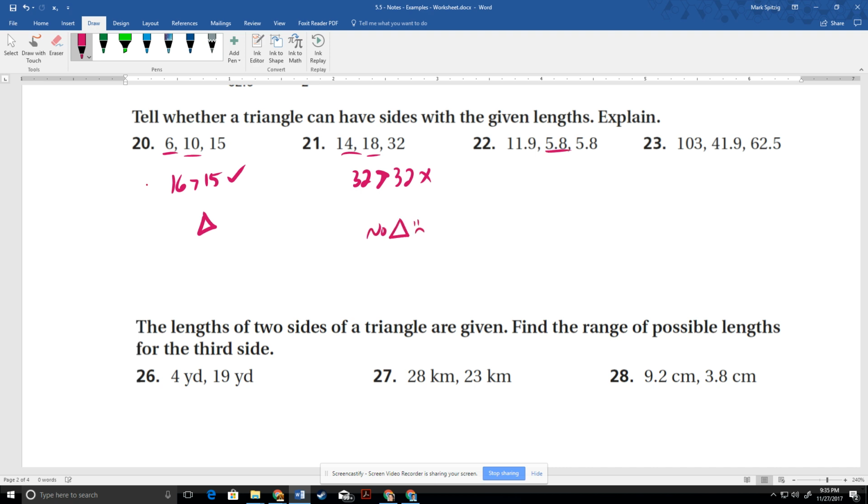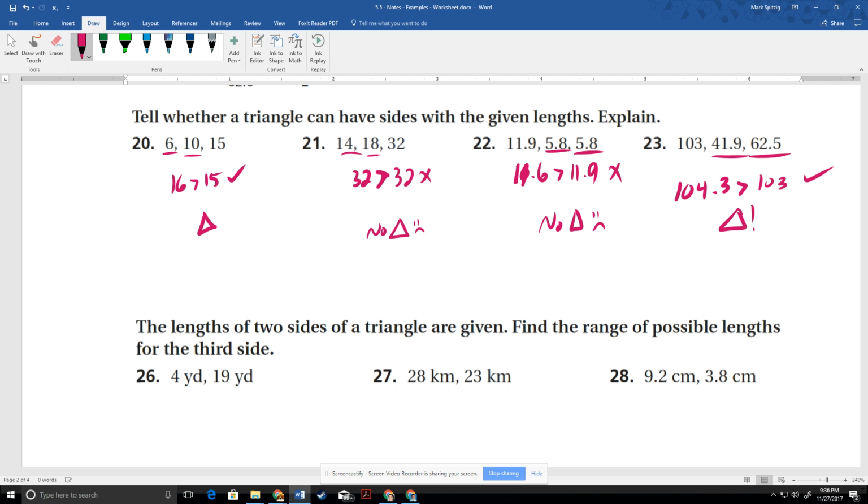In this case, the two smallest are 5.8 and 5.8, which is 11.6. Is 11.6 greater than 11.9? No, it's not. So no triangle. In this case, our two smallest are 41.9 and 62.5. That is going to be 104.3. Is that bigger than 103? Yes, it is. So triangle.